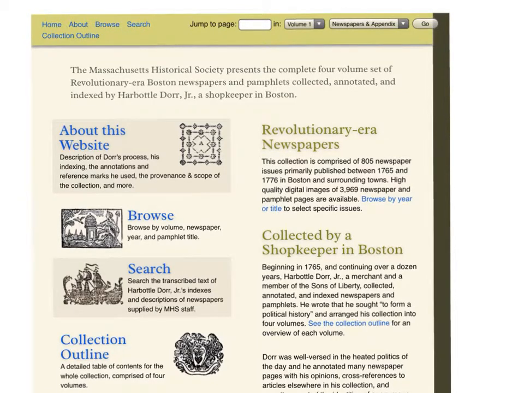Here what you can see is these are all Revolutionary era newspapers, and you can either browse or search through this collection. What I did was I went ahead and clicked on Browse by Year or Title, and this brought up the collection, as you can see on this next slide.